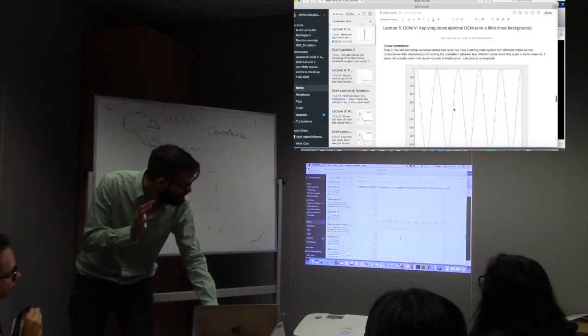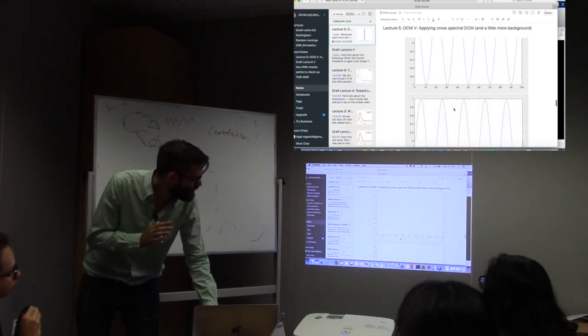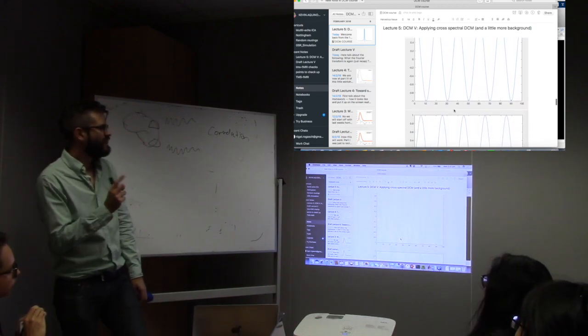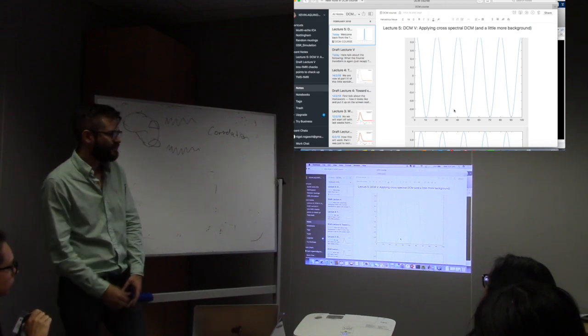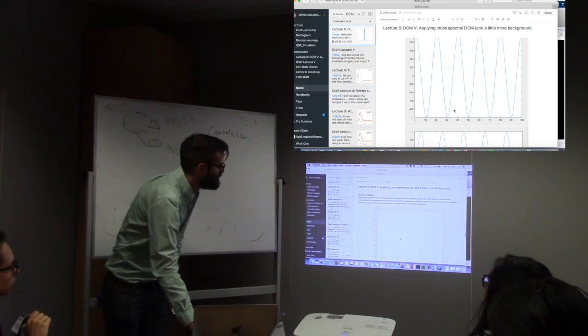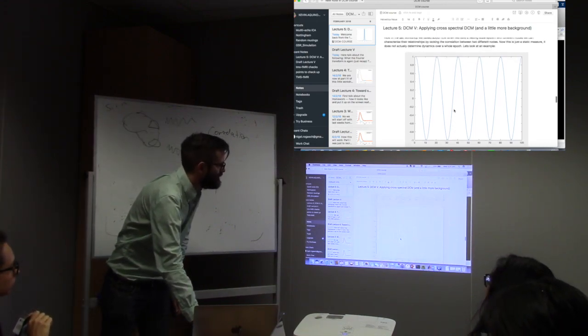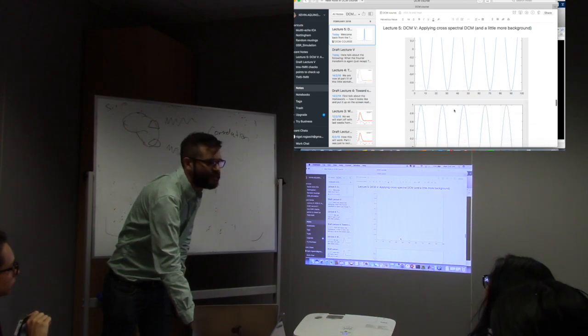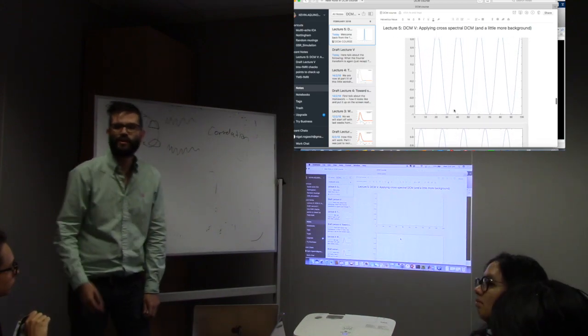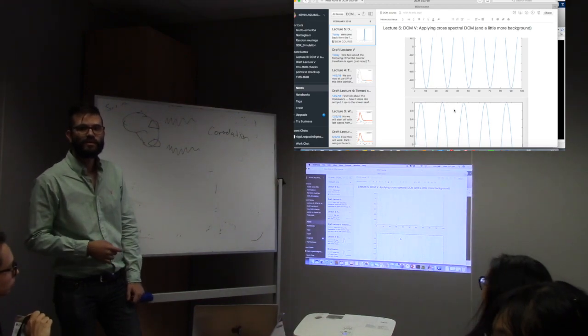So correlations, again, to remind you, they go from 0 to 1. 0 means they're uncorrelated, 1 means they are correlated exactly. Can people tell me what they think the correlation between these two is? It's close. Minus 1. You say it's close? It's minus 1. Minus 1?